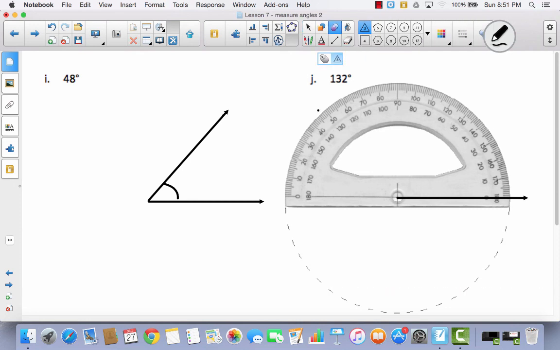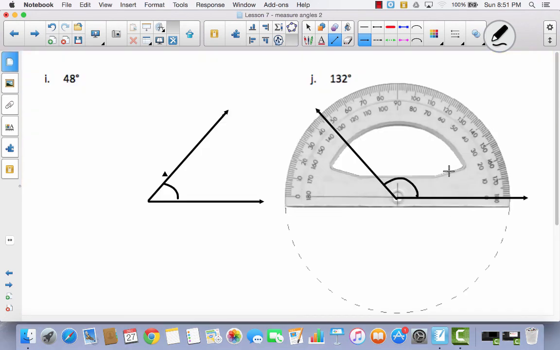And I'm just going to connect that. Use your protractor to make a nice straight line, connecting the vertex to your point. And draw my arc to show that this is the side that I'm measuring. And it is a nice obtuse angle, and it is indeed 132 degrees.